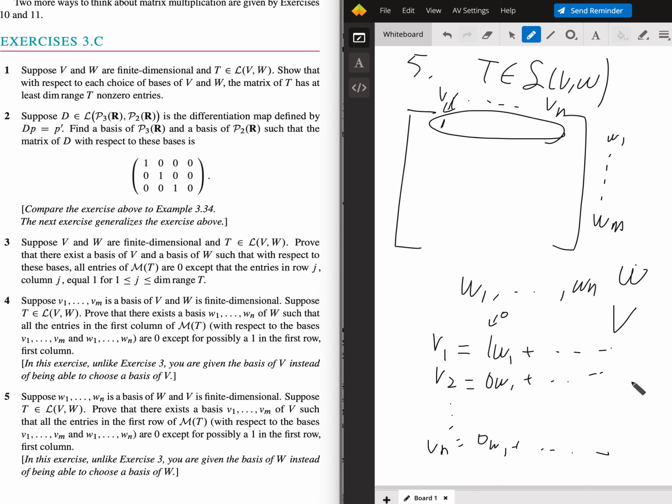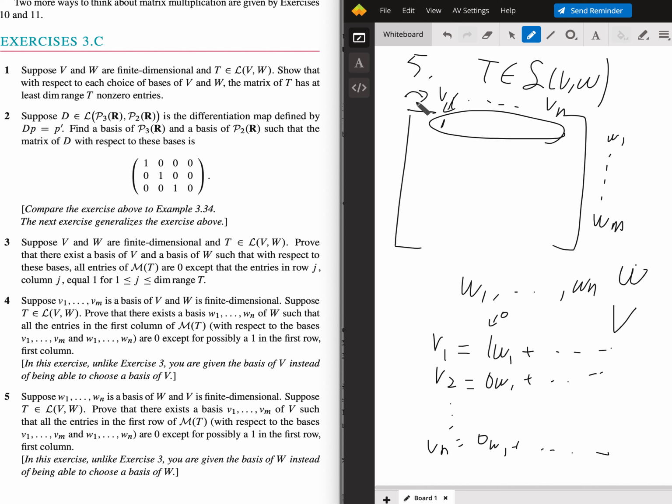So V1 can be, so there's two scenarios. Either V1 is inside of the range of T or it is not. And if it is in the range of T, then you can find the V such that T of V is equal to W1. And then you just put that V in the first element of the basis of V and expand it to the full basis. And I think you'll be done there, maybe.